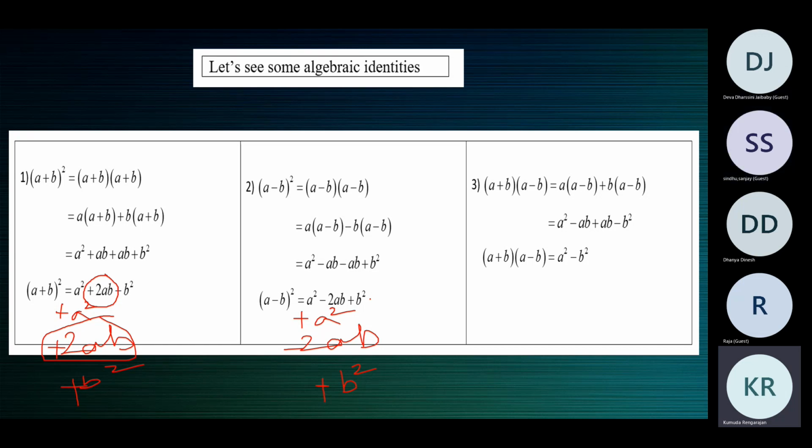Now let's look at the last one. A plus B into A minus B is A square minus B square. Now you can just give some values. Take A is 5 and B is 3 and check it out. Now when A is 5 and B is 3.